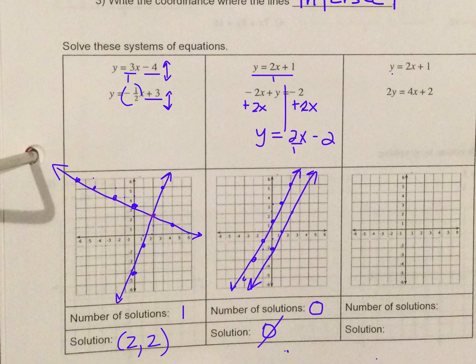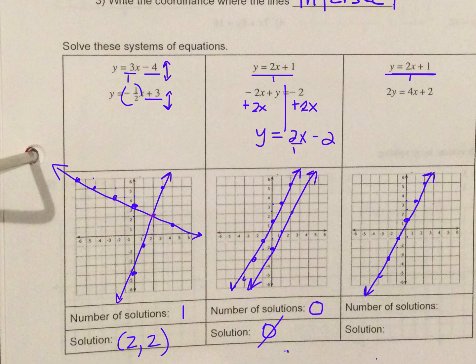This is our last one. I'm going to graph this. Go 1 on the y-axis. Then I'm going to rise 2, run 1. Rise 2, run 1. Go down and to the left 1, down and to the left. All right. So there's my line.